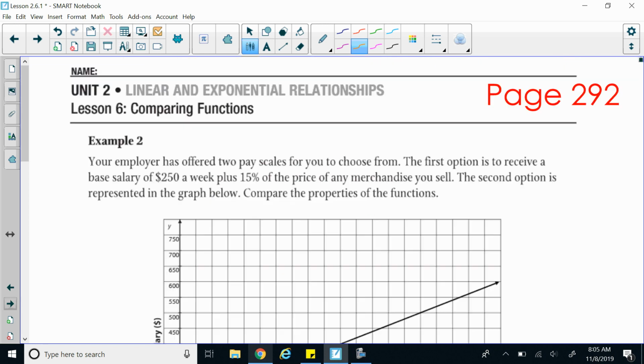All right. So let's try example 2. So flip the page. Again, we're not on 292. We're just on the next page. All right, doing example 2.